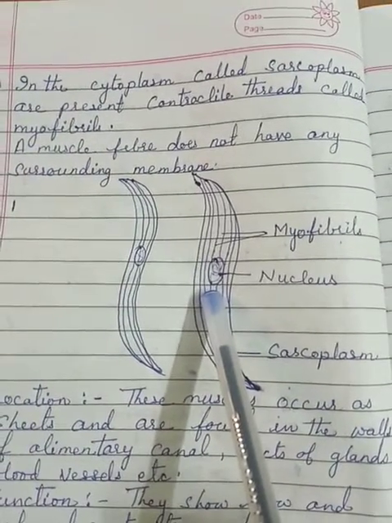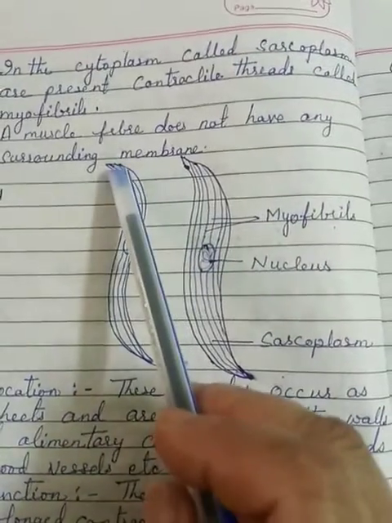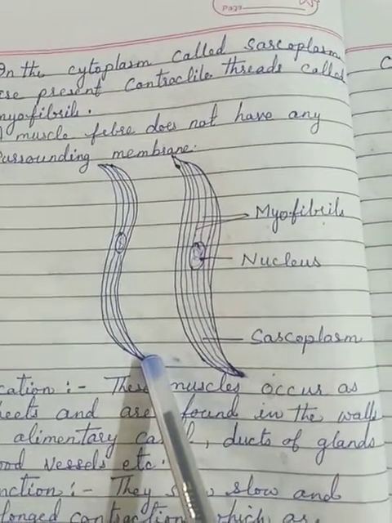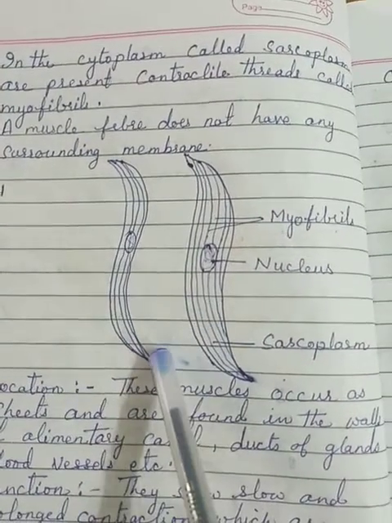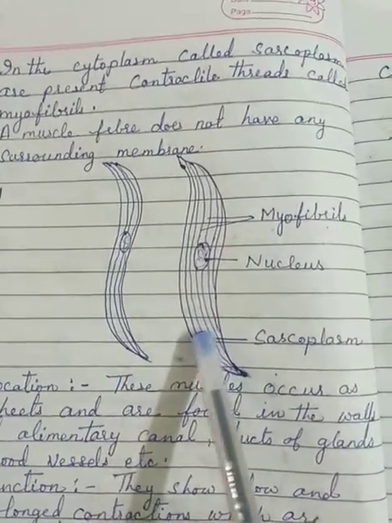A muscle fiber does not have any surrounding membrane. This muscle fiber is not surrounded by any membrane. That means sarcolemma is not present in the unstriated or smooth muscles.